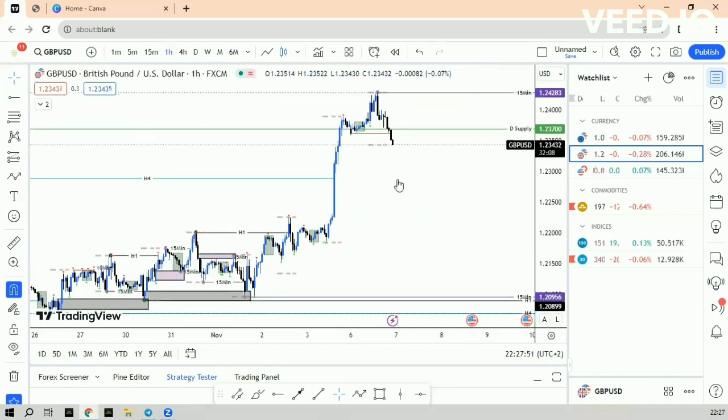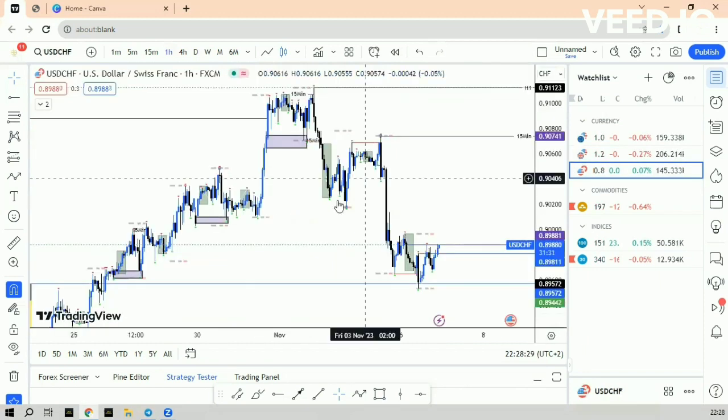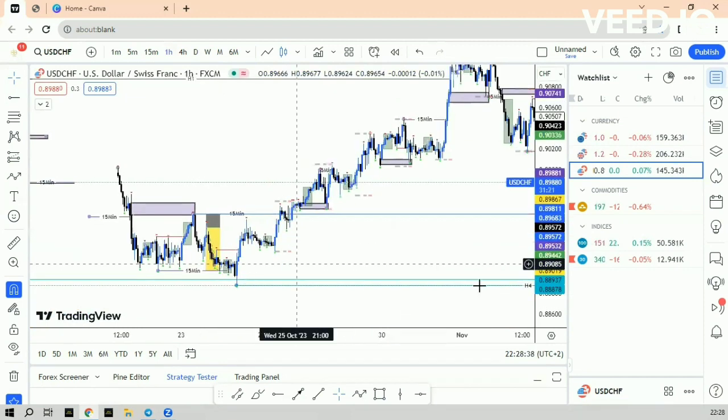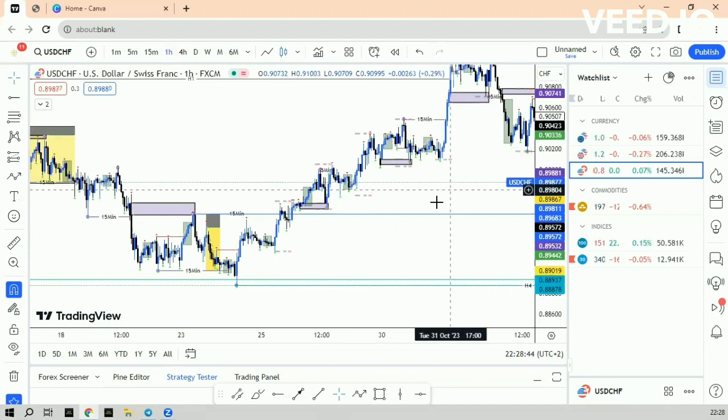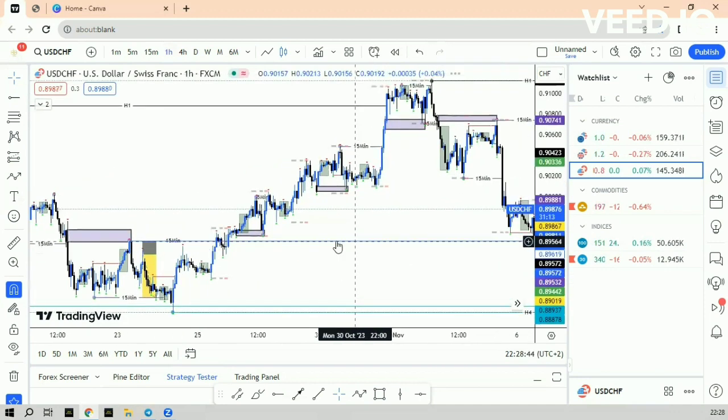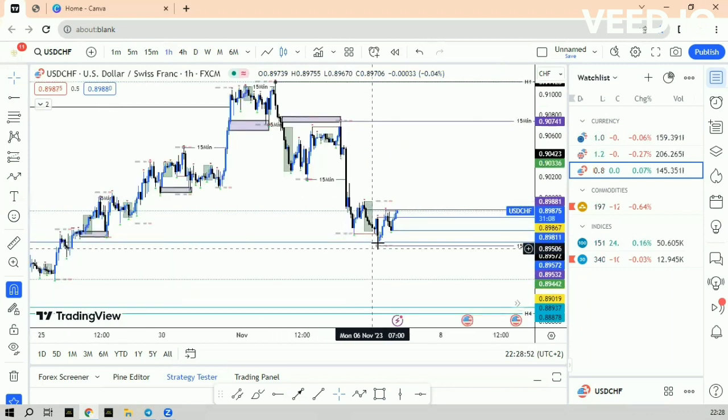We'll just wait for price to give us an indication that it's ready to go up, then we jump into it. So let's jump into USD Swiss franc. We are currently in a trade based on the higher time frame, based on this H4 demand. We had a buy limit on this line here. Price came to fill us in today. We are currently in a small profit.